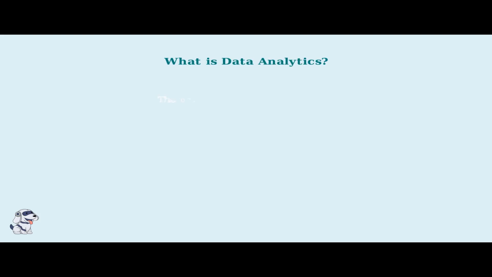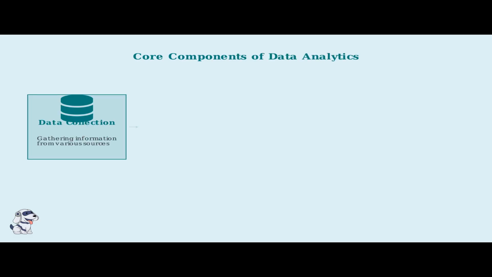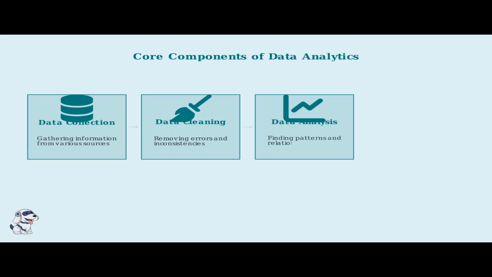Data analytics is the process of examining raw data to draw meaningful conclusions and insights. It involves applying systematic techniques to transform raw information into actionable knowledge that helps organizations make better decisions. Data analytics consists of four core components that work together in sequence.